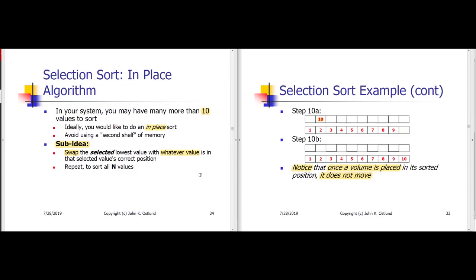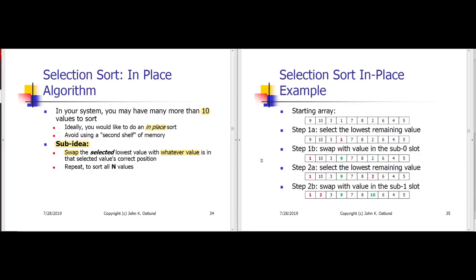All right, so we're going to be swapping books on one shelf rather than moving books from one shelf to another. Here's how that goes. On slide 35, this is the same original order for our volumes. We scan through and discover that volume 1 is the lowest numbered volume.